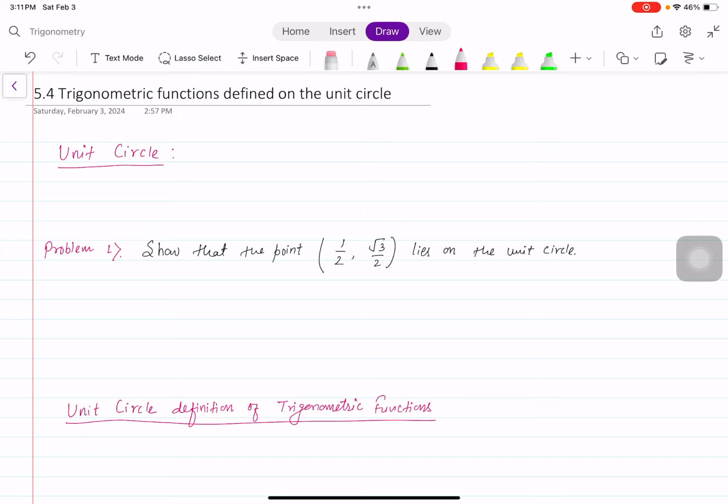Now today we are going to discuss section 5.4, trigonometric functions defined on the unit circle.